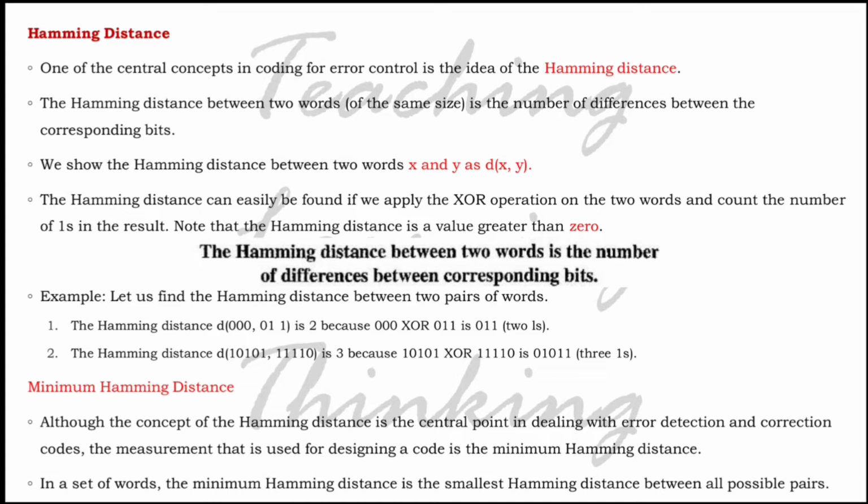The second example is the Hamming distance d(10101, 11110), which is 3, because XORing these two data words, we get three ones in the answer. What we are doing: 1 plus 1 will be 0, and 0 plus 1 will be 1, and 1 plus 1 will again be 0, and 0 plus 1 will be 1, and 1 plus 0 will be 1. So the result will have three ones.